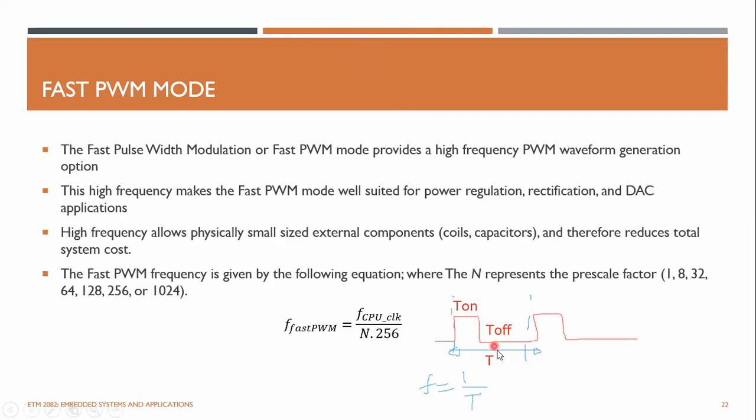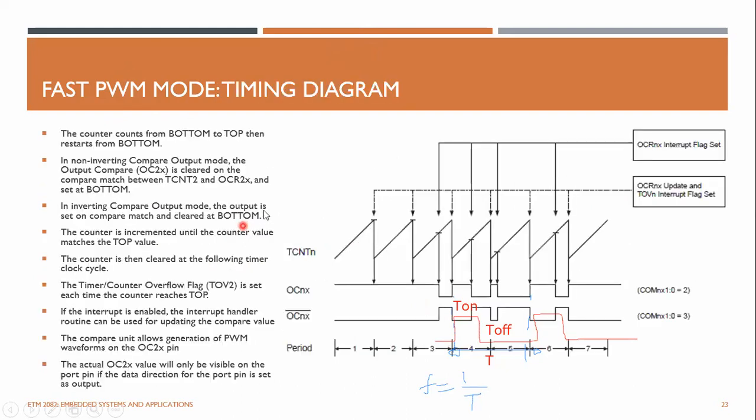By using this kind of PWM signal, you can change the speed of a motor. But the fast PWM mode is recommended for applications like power supplies, voltage regulation, rectification, and digital to analog converters. And let's see how we can deal with that.